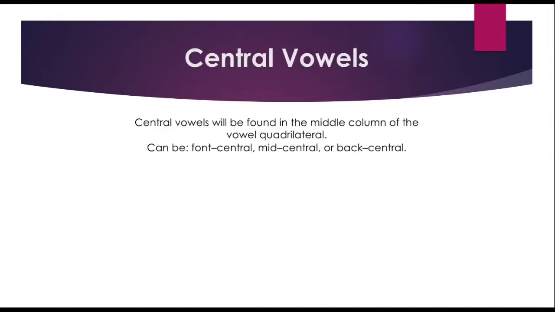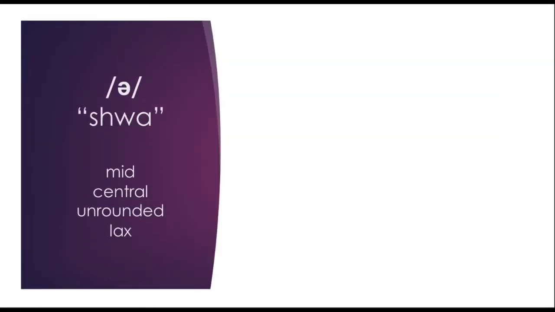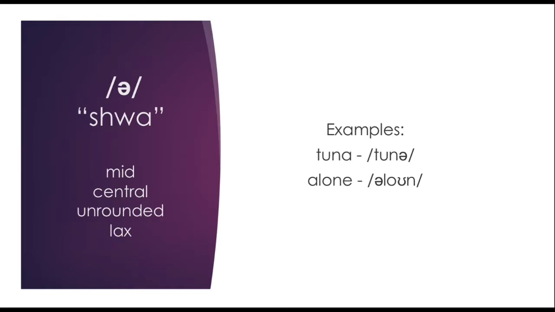Okay, so that brings us to the central vowels. The central vowels can be found in the middle column of the vowel quadrilateral, and they can be front central, mid central, or back central. So first off, we have the schwa, which is a mid central unrounded lax vowel. Some examples of that are the a in tuna and alone. You can see it there represented by the upside down E.